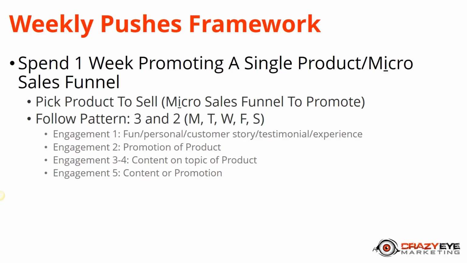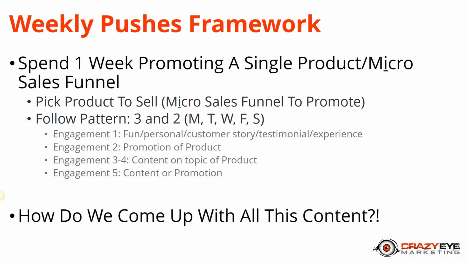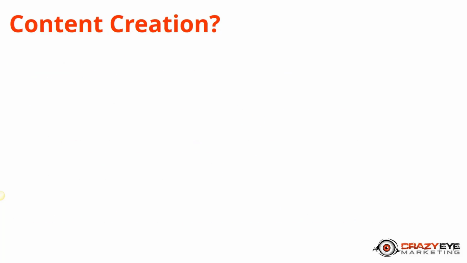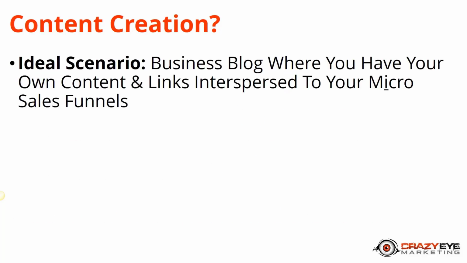And I'm about to run through an example, so if you're kind of confused right now, don't worry, we'll clear things up in just a few minutes. But first, you might be wondering, how the heck do I come up with all this content? Because it looks like a lot of stuff. So let's talk about it real quick. Now, in an ideal scenario, you will have a business blog where you have your own content and links interspersed to your micro sales funnels throughout the content that you have. So that's the ideal scenario.